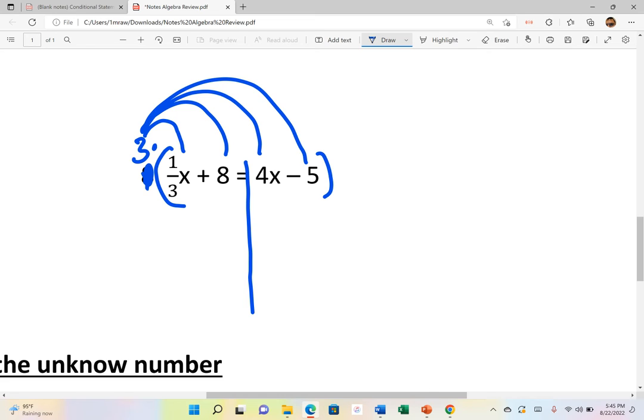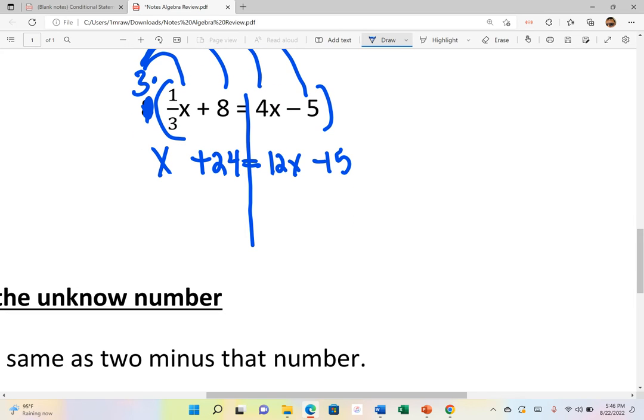So 3 times one third x is just simply x. 3 times 8 is 24. So when I multiply this side times 3, I'm going to get x plus 24. But now I've got to multiply the other side times 3 so that my equation stays balanced. So 3 times 4x is 12x. 3 times negative 5 is negative 15. Okay, now it looks simple. Now all my fractions are gone, right?